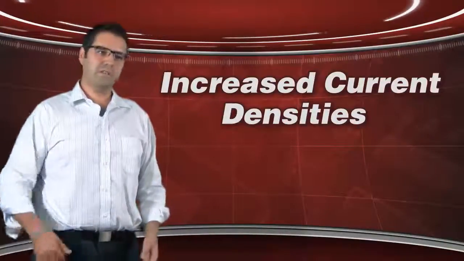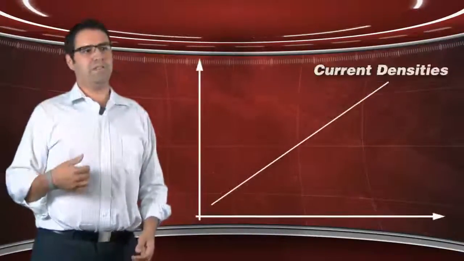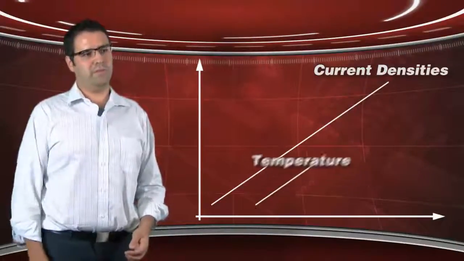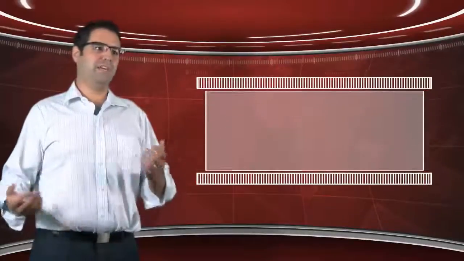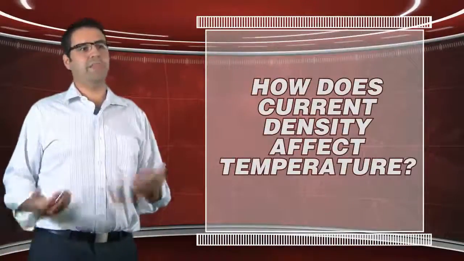Another issue with these perforations and neck downs that causes a problem is we end up with increased current densities. So as the current goes up, it means that we also have an increase in temperature. This presents a difficult problem because we need to understand how the current density is impacting the thermal properties.